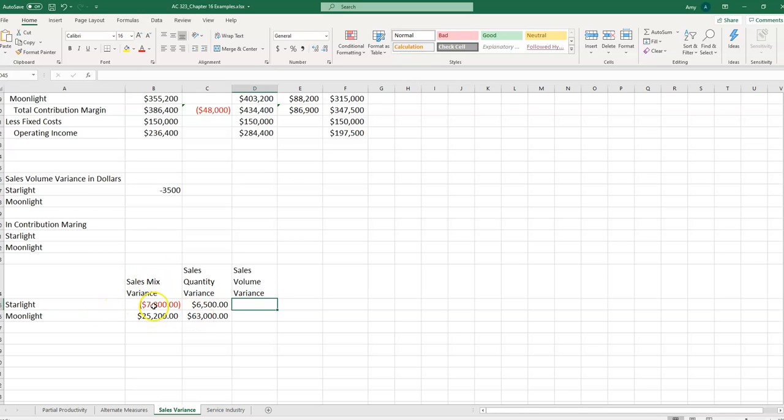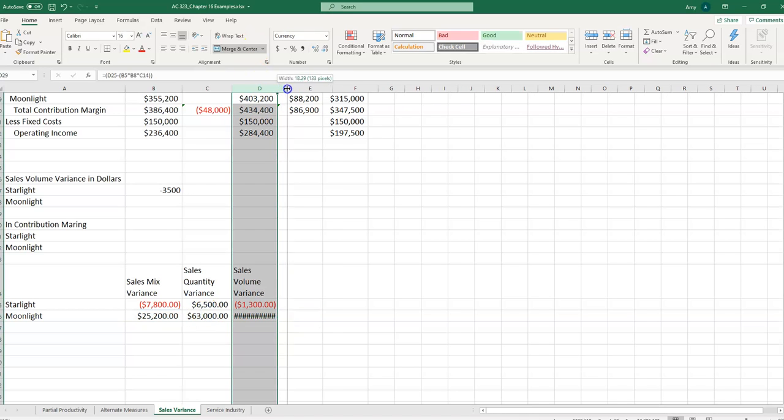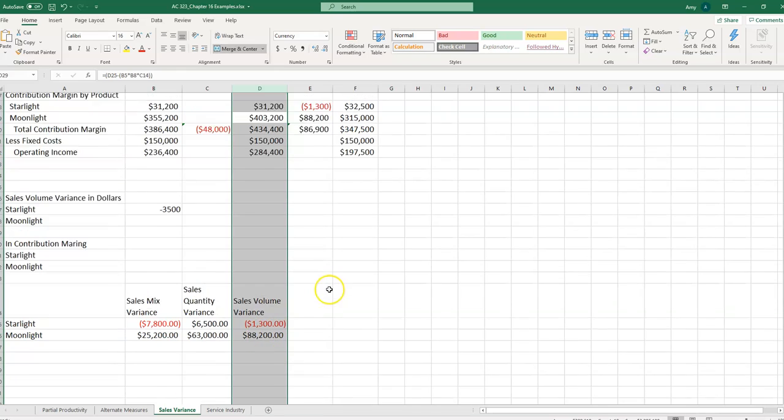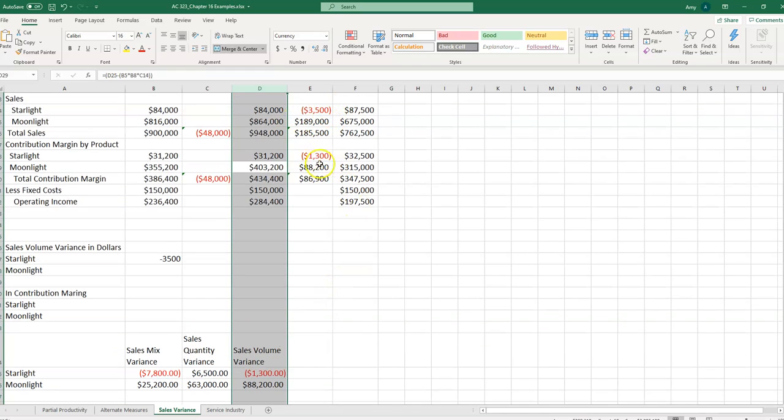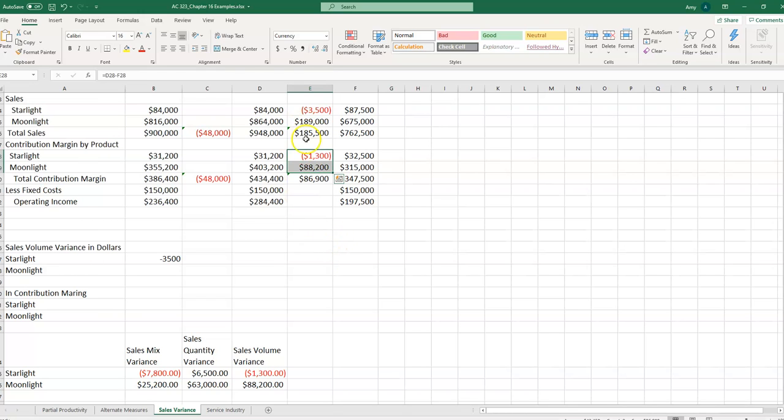And what we see then is if we add these together, that they equal our sales volume variance for contribution margin by product. So we've broken our sales volume variance down into sales mix and sales quantity variance.